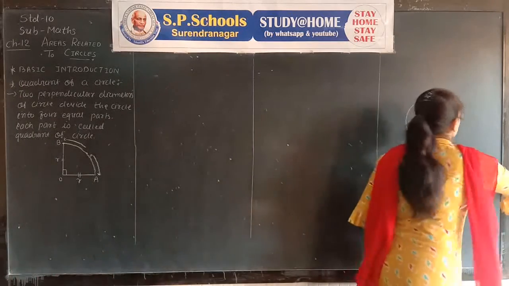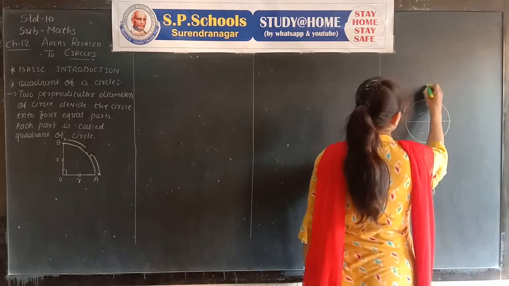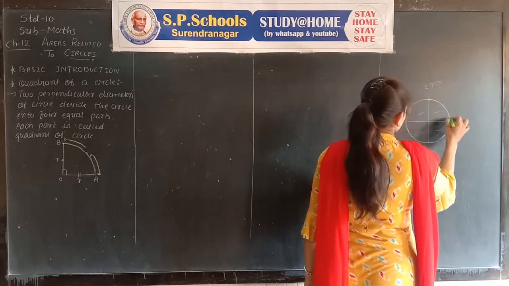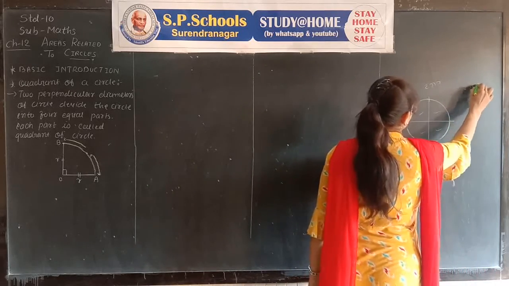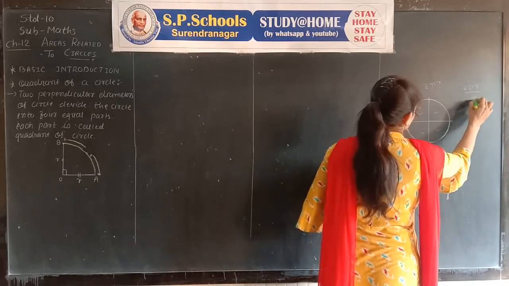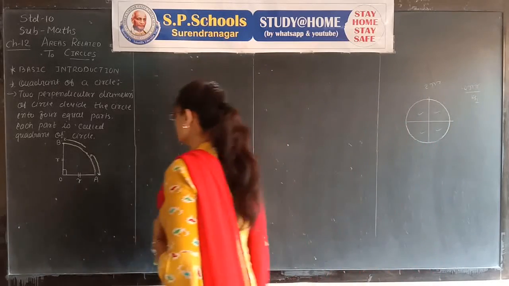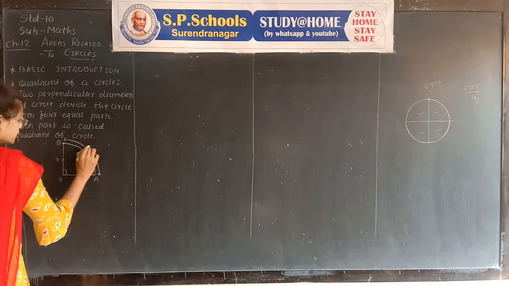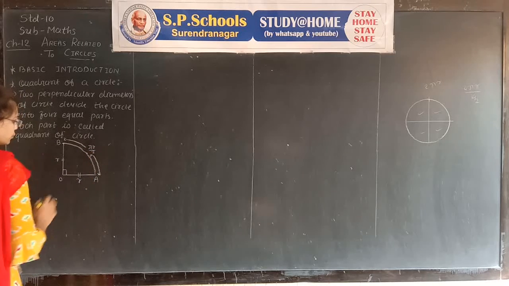We know the perimeter of a circle is 2 pi r. It is the fourth part of 2 pi r. 2 pi r divided by 4, and we get pi r upon 2. It is pi r upon 2.